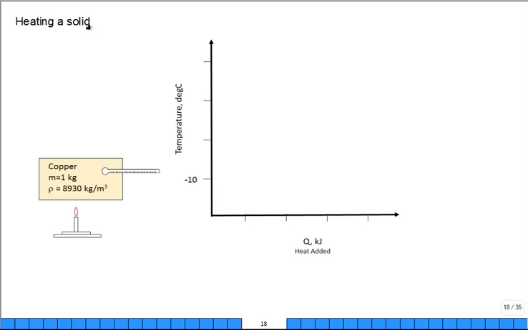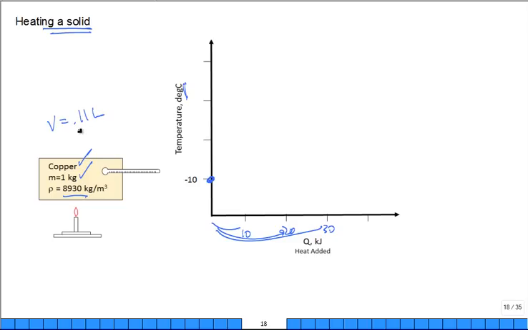But if you heat a solid, I was going to spend more time on this, think about adding 10 kilojoules or 20 kilojoules or 30 kilojoules of heat into the solid. Maybe the solid started at negative 10 degrees C, and maybe it's copper with a mass of 1 kilogram. At that density, the volume occupied by 1 kilogram of copper is not very big. It's about a tenth of a liter, about 0.11 liter.